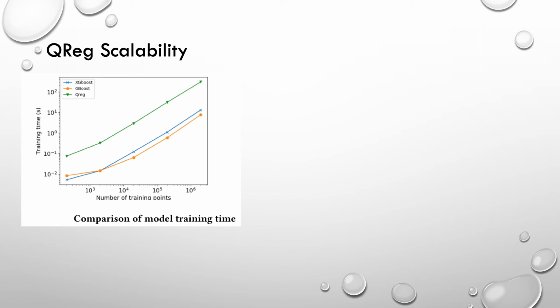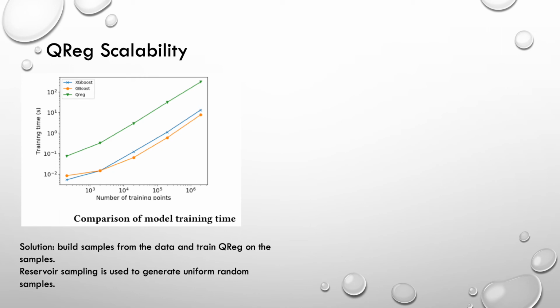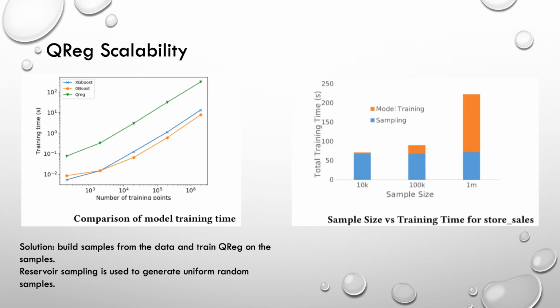An approach to addressing this problem is to build samples from the data and train QReg on samples. Reservoir sampling is used to generate uniform random samples. The store sales table from the TPCDS dataset contains more than 100 million records. To make a random sample, it takes around 1 minute.